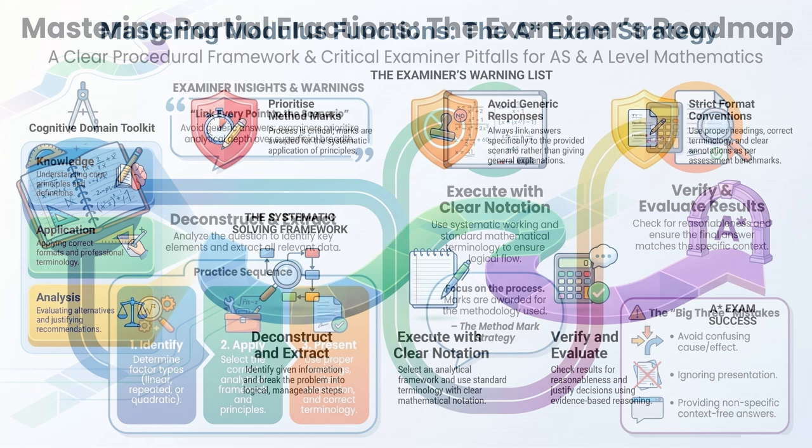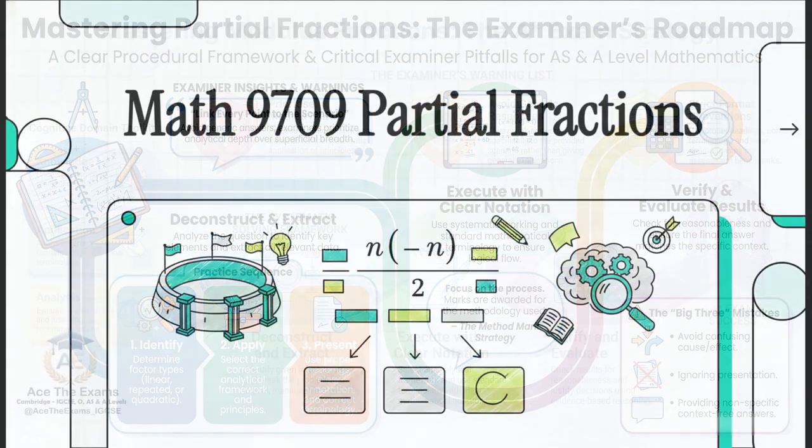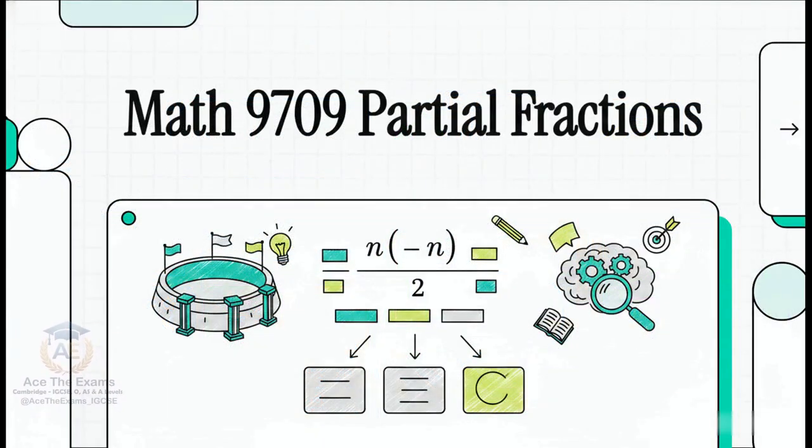Step into the Coliseum of Cambridge exams. Look around. Only the prepared survive in here. Welcome to this high-stakes strategic explainer, where we are stepping directly into the arena of Cambridge AS and A-level mathematics. Specifically, we are targeting syllabus 9709 and the notoriously difficult, often dreaded topic of partial fractions.